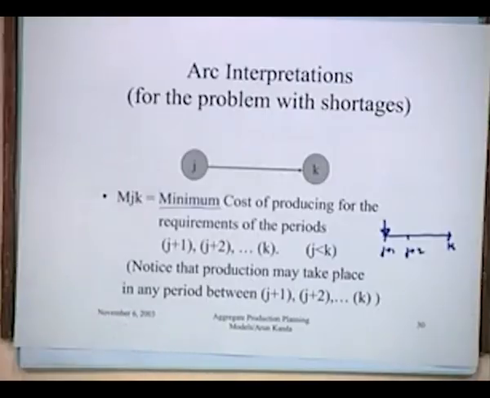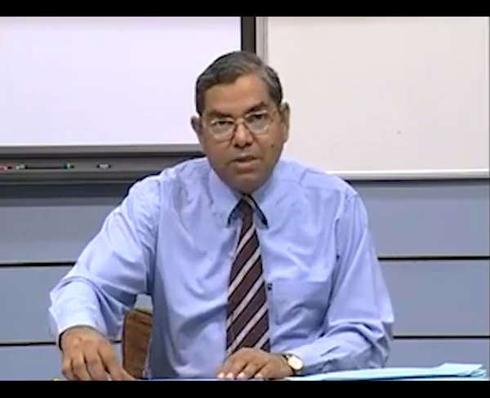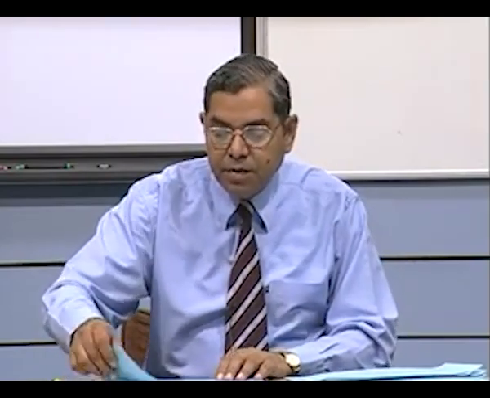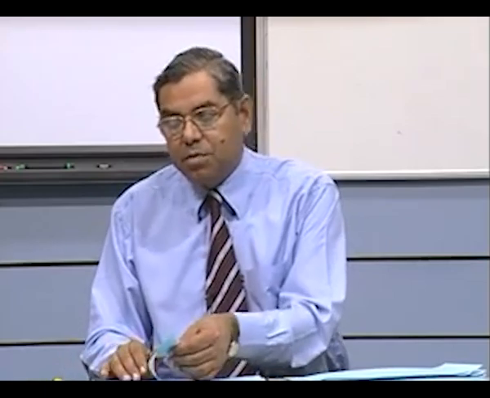This is actually known as Zangwill's extension to Wagner and Whitin's formula. What we did earlier was Wagner and Whitin's formula essentially. This is Zangwill's extension which will lead to this kind of thing. So the no shortage case was relatively easier. The case with shortages will involve additional search, and you have this problem.